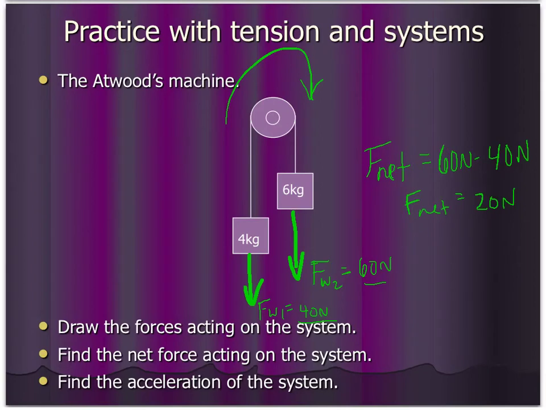I can use that F net of 20 newtons then to find my acceleration, because we know that F net over my total mass of the system will give me my acceleration. And so we've just said my F net is 20. And the total mass of this system is going to be the masses of the two blocks. So 4 plus 6 is going to give me 10 kilograms. Okay, so 20 divided by 10 is an acceleration of 2 meters per second squared.